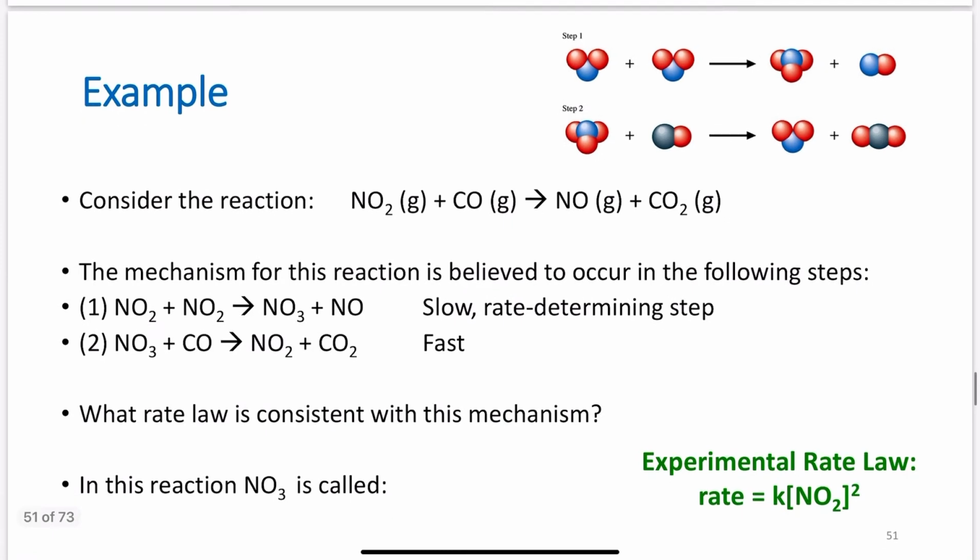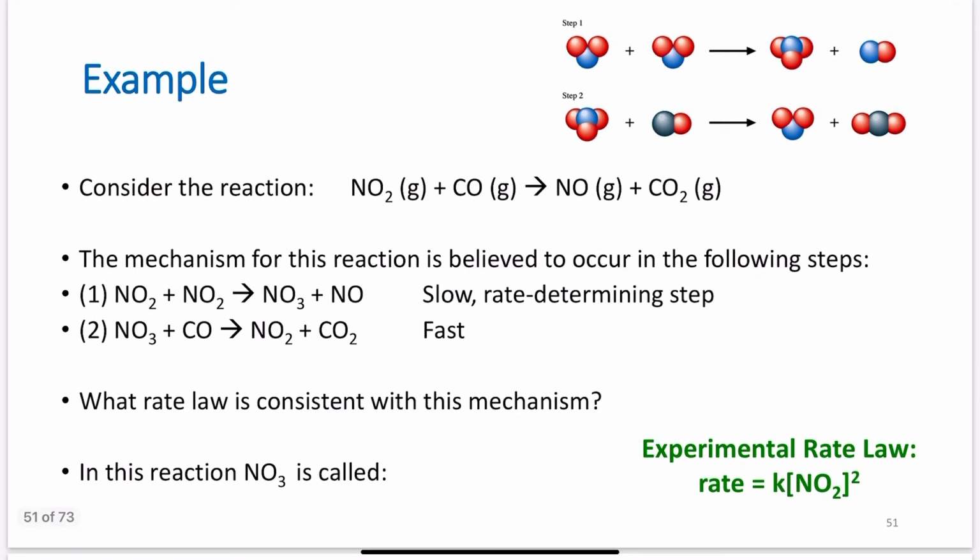So let's look at some examples. Consider the reaction NO2 plus CO going to NO plus CO2. The mechanism for this reaction is believed to occur in the following steps. First elementary reaction, so these are two different elementary reactions.